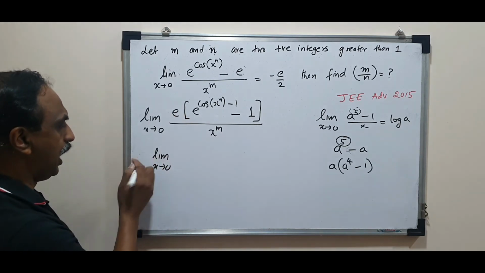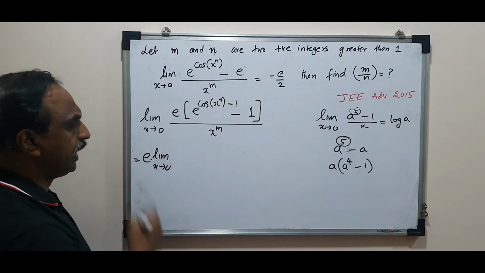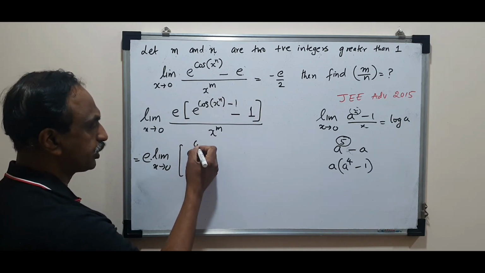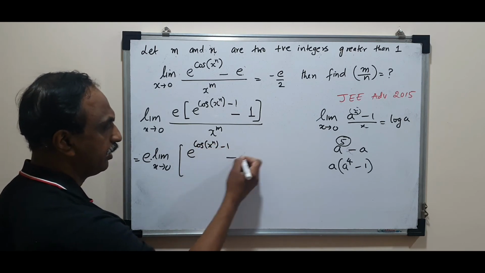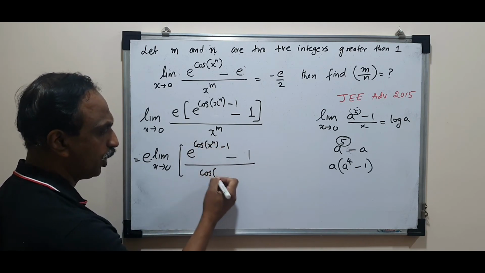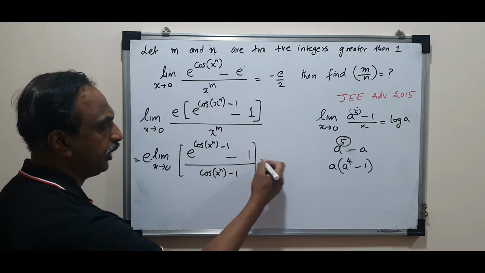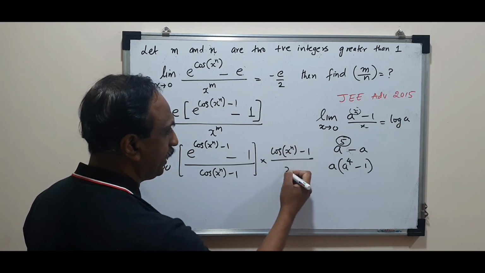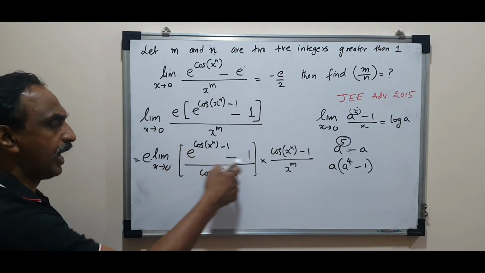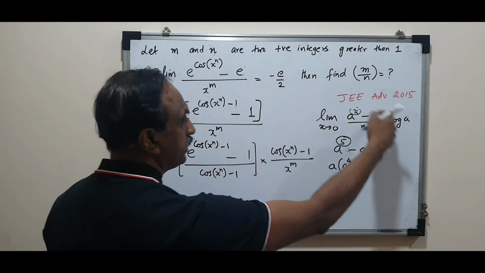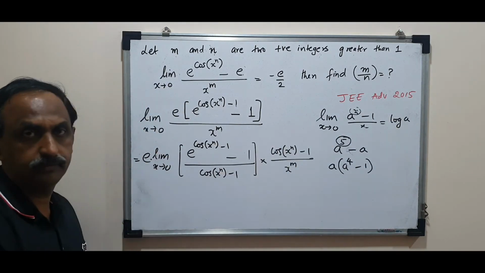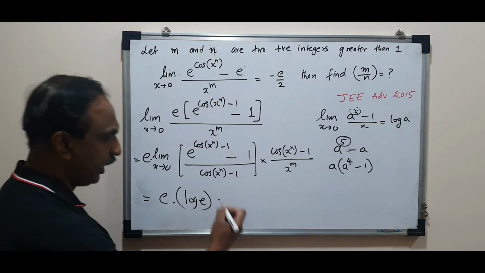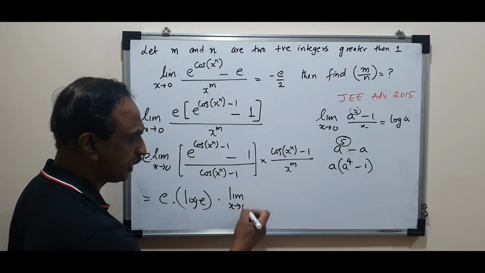Okay, let me take this e outside. I took the e outside. And I'm going to make this power come in denominator. e raised to cos of x raised to n minus 1 divided by cos of x raised to n minus 1, into cos of x raised to n minus 1 divided by x raised to n. Now, I have completed this into this format. Hence, this whole answer is log e. So, I can write e into log e, which is 1, into limit x tending to 0.